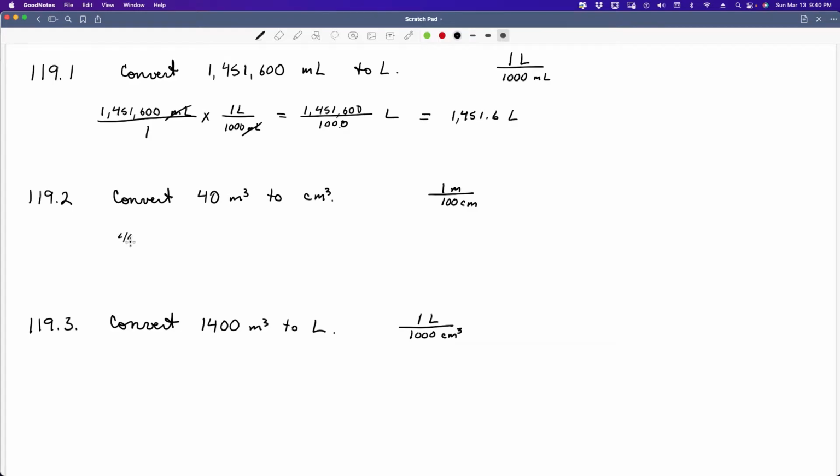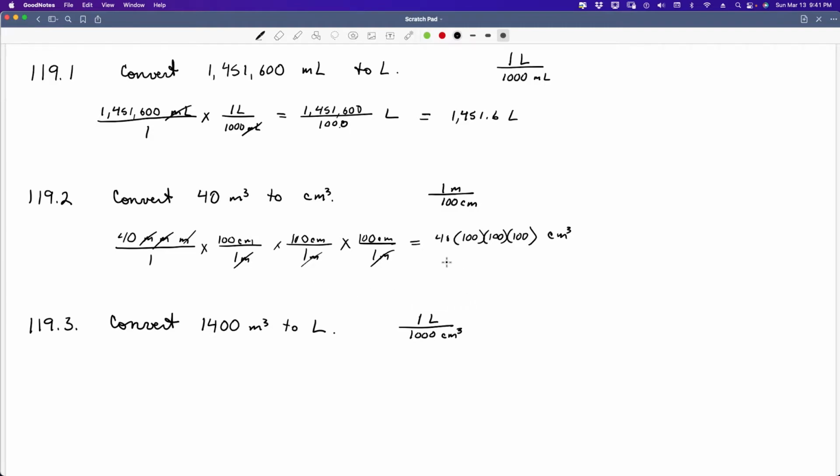So we start with 40 and we write meters 3 times, and that is over 1 times, and we put 100 centimeters in the top over 1 meter, which cancels out the first meter, times 100 centimeters in the top over 1 meter, which cancels the second unit of measure, and 100 centimeters in the top over 1 meter, that cancels the third meter or unit of measure. And so now we have 40 times 100 times 100 times 100 centimeters, and that's cubed because we have centimeters used 3 times.